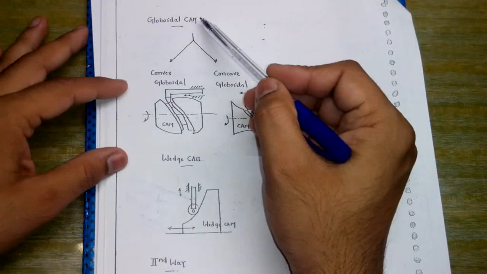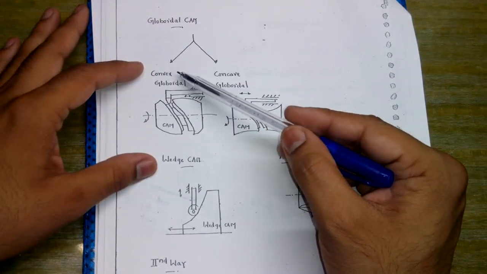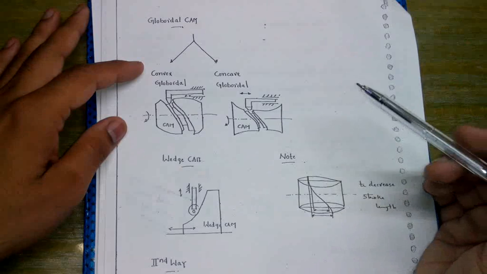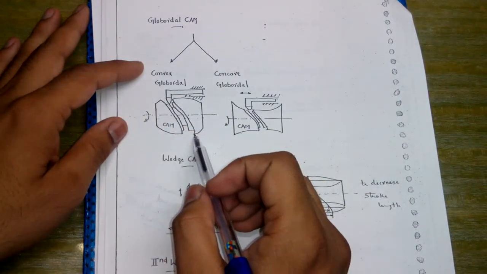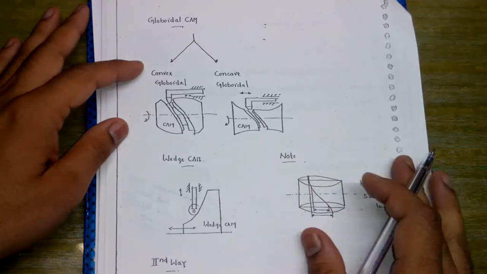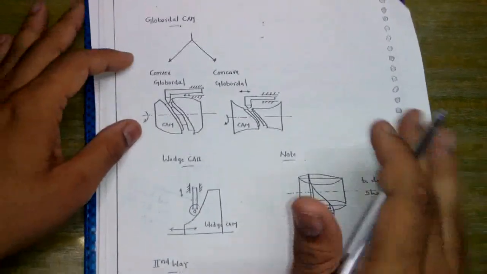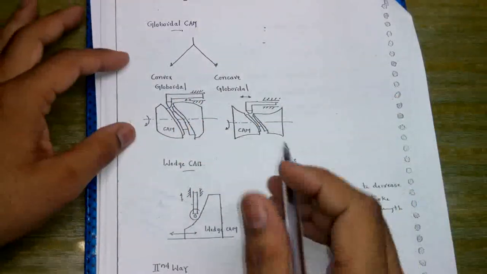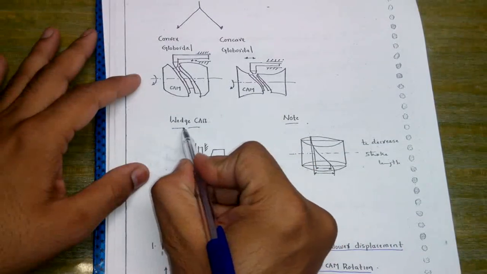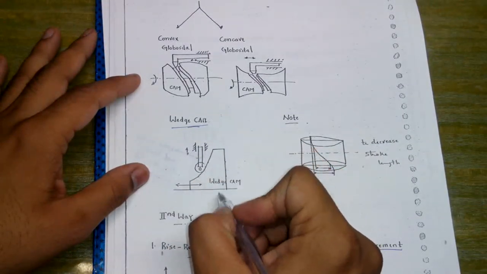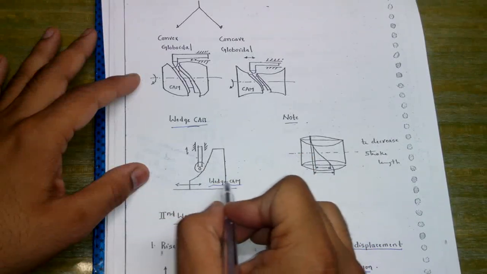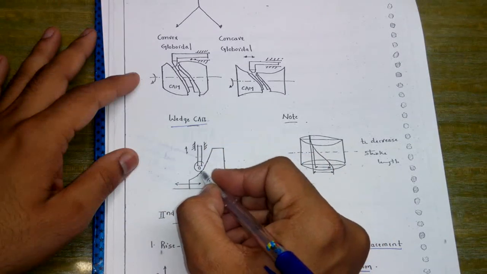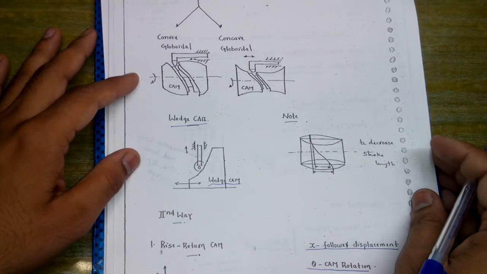Next we come to the globoidal cam, and in the globoidal cam we have two types, the convex globoidal and the concave globoidal. This is the shape of the convex globoidal and this is the shape of the concave globoidal cam, such that the line of motion of the follower is in this direction, that means along the x direction only. Now in case of the wedge cam, we have wedge shaped cams, moving in the positive x and negative x direction, whereas this is the follower, known as the roller follower.